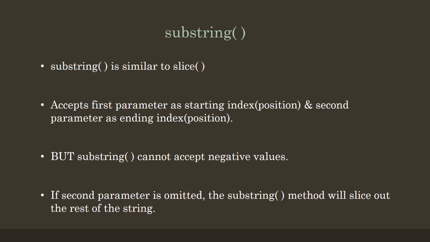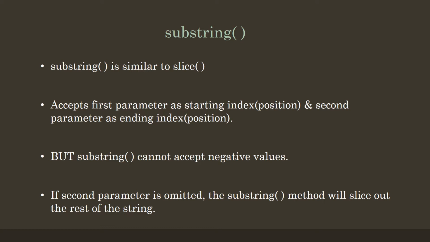Coming up to the second method of this category, substring. Substring in a way is similar to slice. It also has two parameters, the first parameter being the starting index or position of the string, and the second parameter being the ending index or position. But substring is different from slice in a way that it cannot accept negative values. It only accepts positive values.